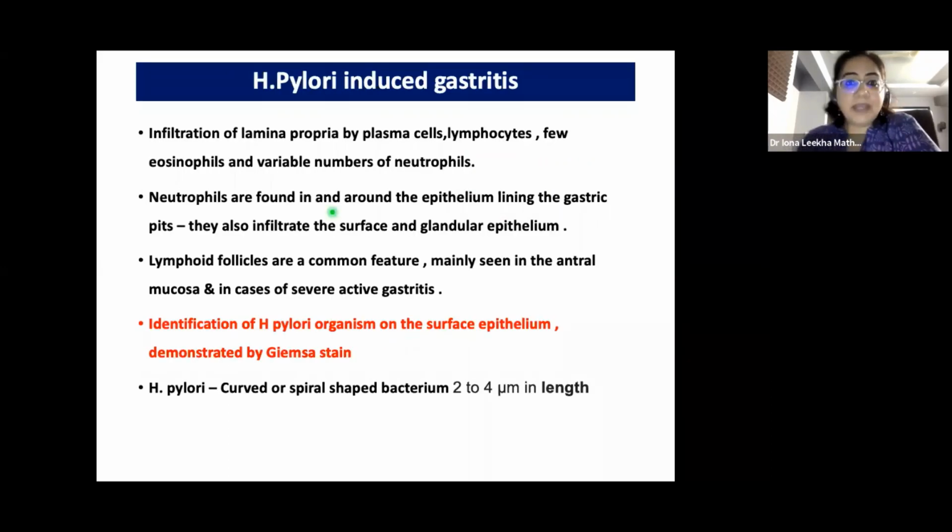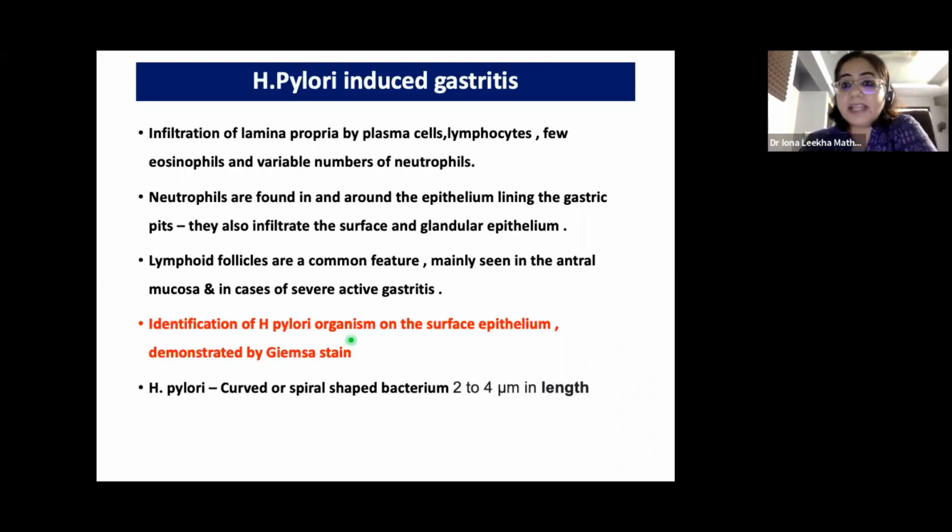Now this is H. pylori gastritis. In chronic H. pylori gastritis there is infiltration of the lamina propria by lymphocytes, plasma cells, few eosinophils, and a variable number of neutrophils. The neutrophils are found in and around the epithelium lining the gastric pits, and they are seen to infiltrate the surface and glandular epithelium. Lymphoid follicles are a common feature. And then, of course, you have to identify the H. pylori organism on the surface epithelium.